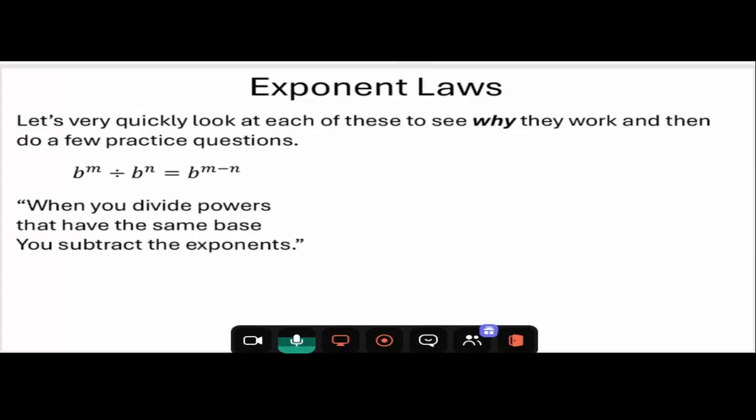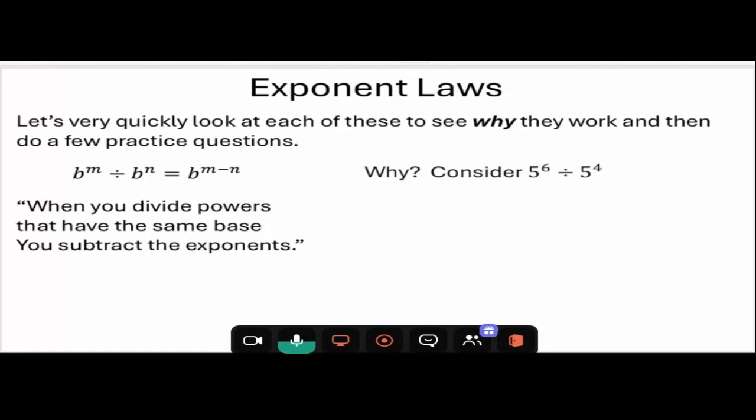All right, second rule. When you divide powers that have the same base, you subtract the exponents. This probably isn't too surprising given the first one, right? But let's look at why it's true really quickly. So let's think of something like 5 to the power of 6 divided by 5 to the power of 4. And the first thing we're going to remind ourselves is that division can always also be written as a fraction. So 5 to the 6 over 5 to the 4.